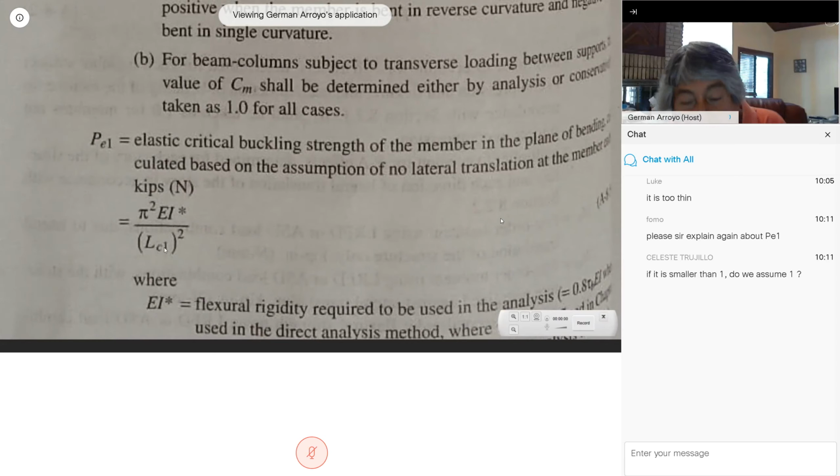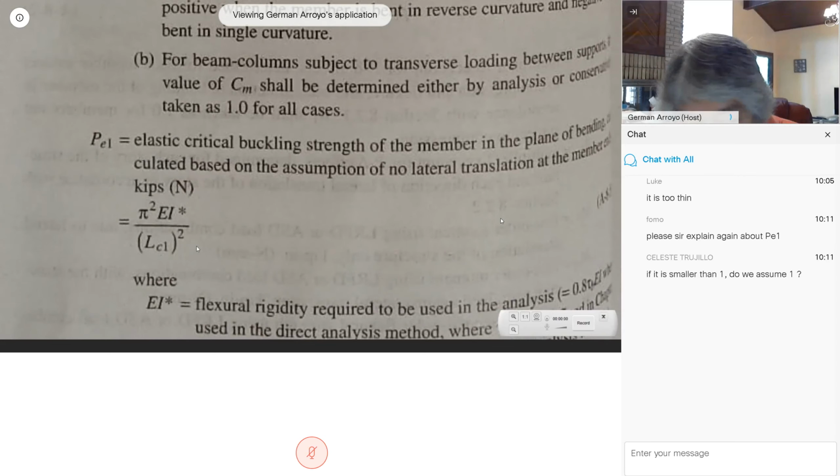For your homework, you're going to have a moment about the y-axis. So for the y-axis, this in here is going to be Iy, and this is going to be KLy. For your homework problem, you have bending about the strong and the weak axis. You have to compute for the x-axis the same way that I just described to you. For the weak axis, this becomes Iy, and this becomes KLy.